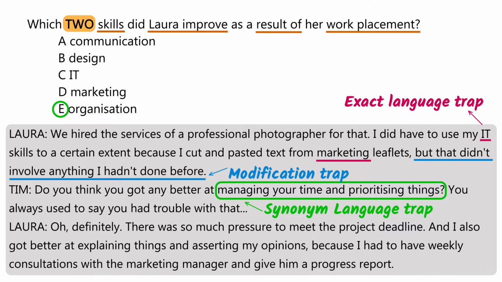Oh, definitely. There was so much pressure to meet the project deadline. And I also got better. So she exactly says I got better at what? At explaining things and asserting my opinions. Again, this is synonym language. So explaining things and asserting my opinions means communication. So the correct answer is communication, as you can see here.